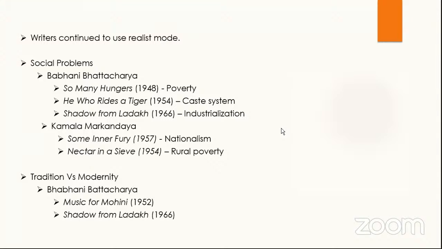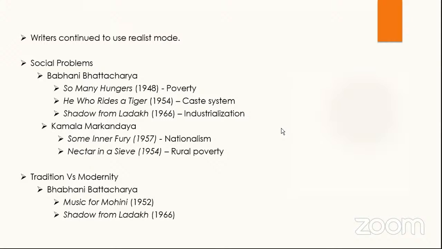And Shadow from Ladakh, published in 1966. This one has nationalism as its theme, and also talks about the tensions between industrialization and its effects. What are the effects of industrialization? It is set in the China-India conflict of the early 60s, 1962, right? Where we had this conflict with China. So it is set in that time frame, and again touches upon nationalism and industrialization.